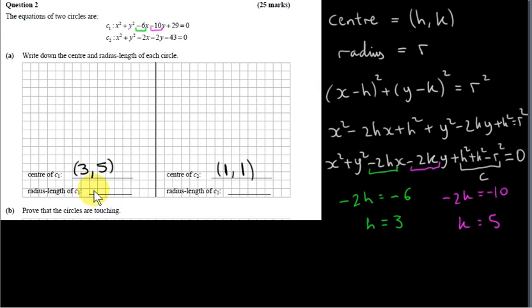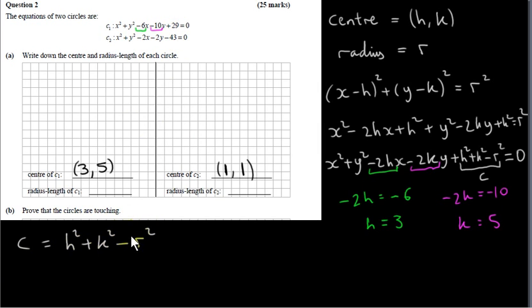Now, what about the radii of these circles? I'll just work with equation C1, but first of all, I'll get a formula. The formula comes from seeing that the constant at the end of the equation is equal to h squared plus k squared minus r squared. So the constants for these circles are plus 29 and minus 43. So I'll just write down this equation here, the relationship between the constant, that's the number at the end of the equation of a circle, and the center and radius.